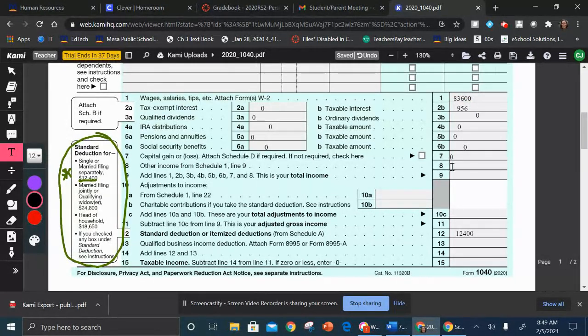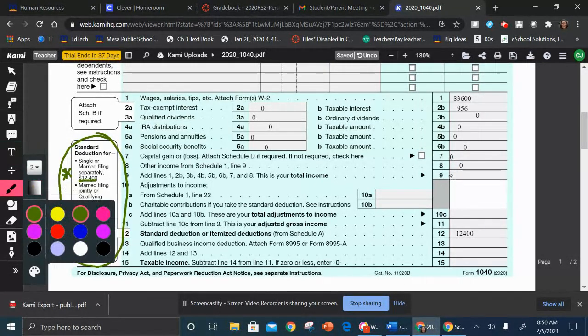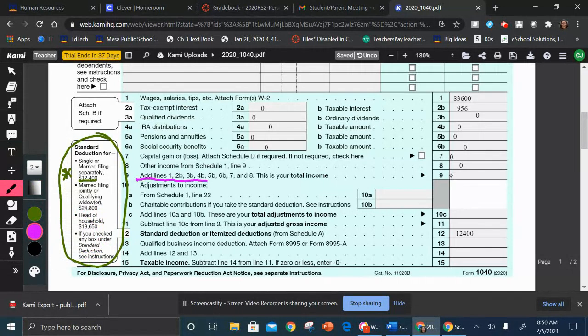So for line 8 is any other income. Line 9, we're going to add the lines. Okay, this is your total income. This was the standard deduction. And then at this part, we're going to subtract line 14 from 11.